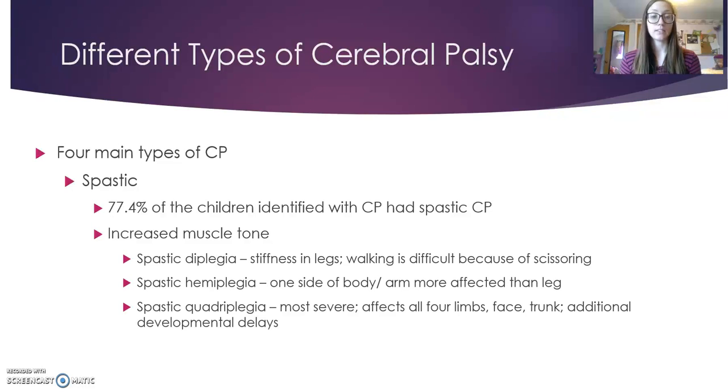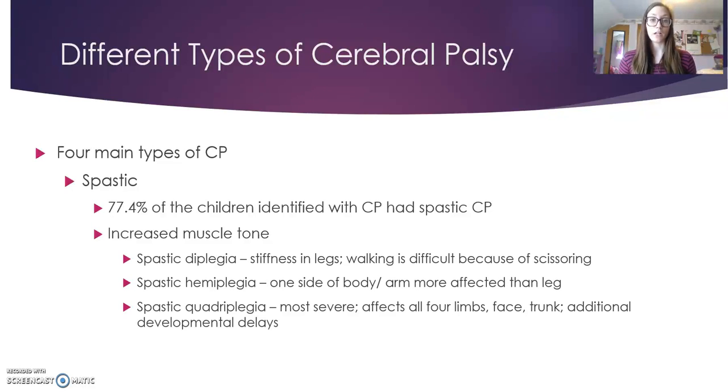There are 3 types of spastic CP. The first one is spastic diplegia, in which case the tightness or stiffness is in the legs only, and walking can be difficult because the hips are often so tight that the legs are internally rotated and the knees knocked together, causing a type of walking called scissoring, which can be very uncomfortable.